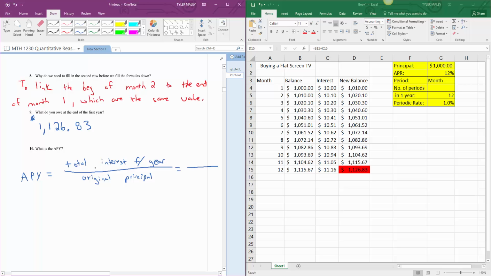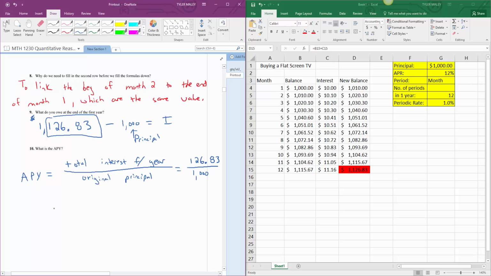So the total interest for the year would be $126.83. The interest is how much we paid above and beyond the $1,000 we borrowed. It's easy enough to see that we paid this much more. So if I take this and subtract off 1,000, I get the interest, because 1,000 is my principal. So we have $126.83 paid in interest, and the original principal is 1,000, so we would divide by 1,000.